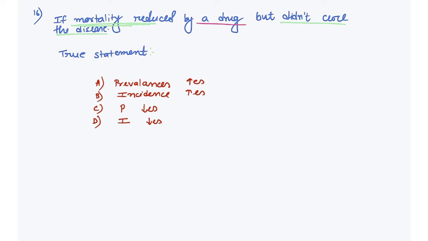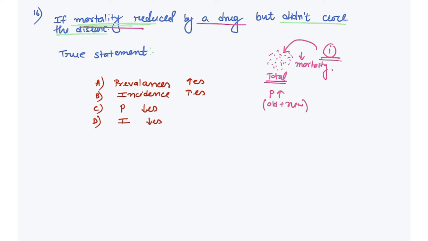As the drug reduces mortality, there will be accumulation of old cases. The number of new cases or incidence will be the same, as it is not related to new cases. But as it reduces mortality, it will definitely cause accumulation of old cases. So the total number of cases will increase, or in other words, prevalence, old plus new cases, will increase. So in this case the answer will be prevalence increases.